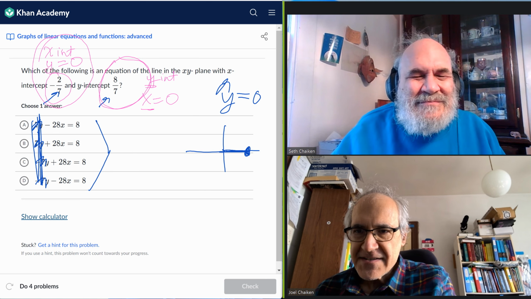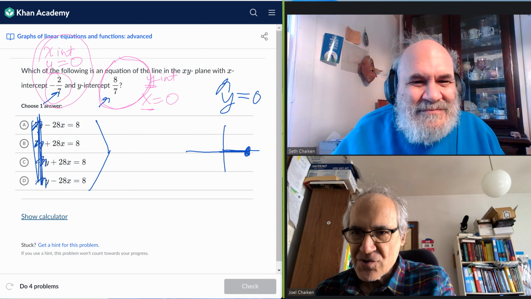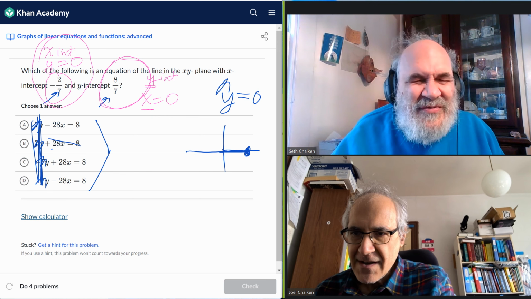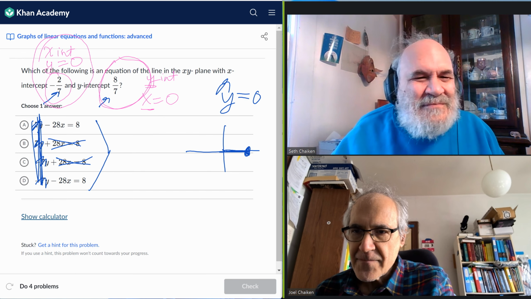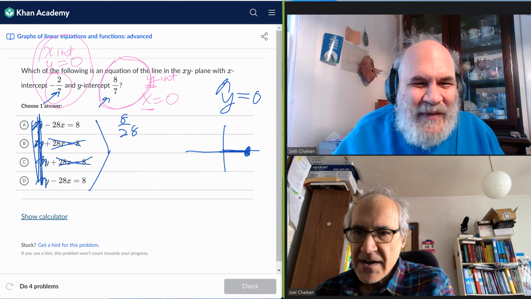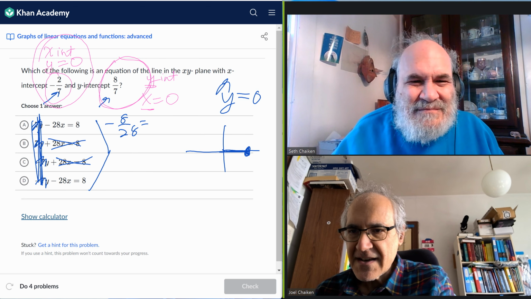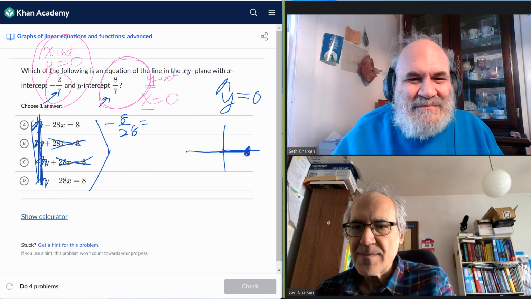So the x-intercept is -2/7, so it has to be negative. There are two choices for that. It can't be these and can't be these. This is 8/28, which is the same thing. Which means that A and D are the only two possible choices.